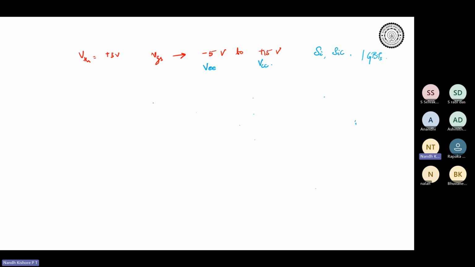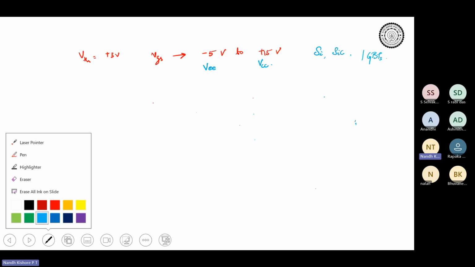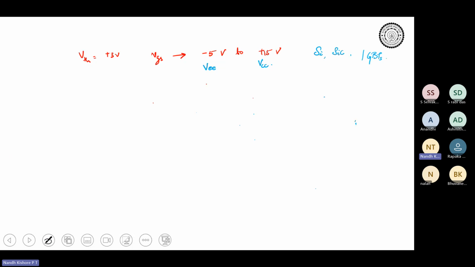Okay. And depending on the manufacturer, this negative voltage can vary, right? So some manufacturers say it's better to give -3 volts, and VCC can be between +15 to +18 volts, +20 volts as well. So you understand that VEE is typically going to have a negative range, and VCC is going to be between +15, +18, or +20, something like that. But this is for Si and SiC MOSFETs and IGBTs.